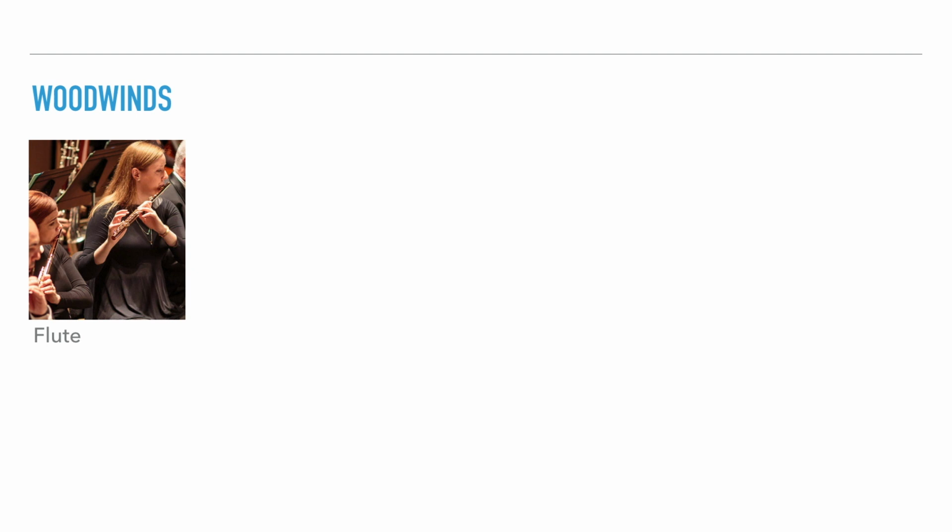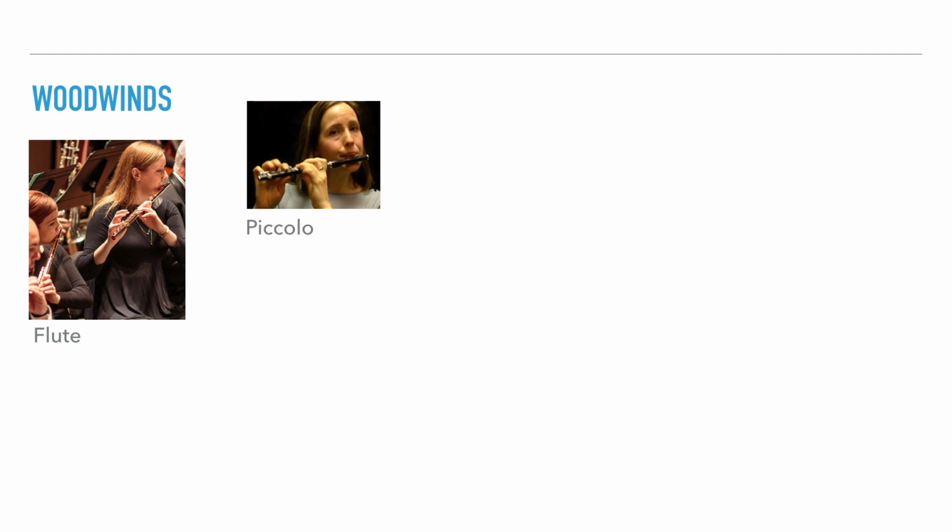And just like you would blow over the hole of a glass bottle and create a sound, it's just the same. You blow over the hole and you change the pitch by closing different holes along its length, just like you would with a recorder, and that changes the pitch. A smaller and much higher pitched version of the flute is the piccolo.